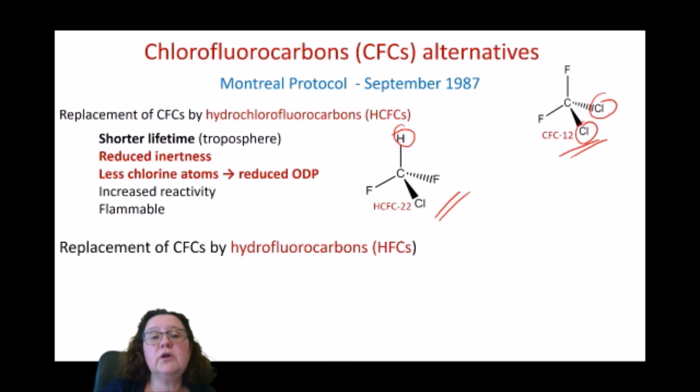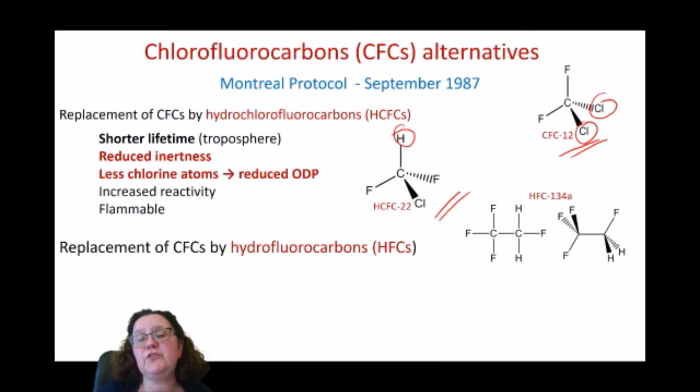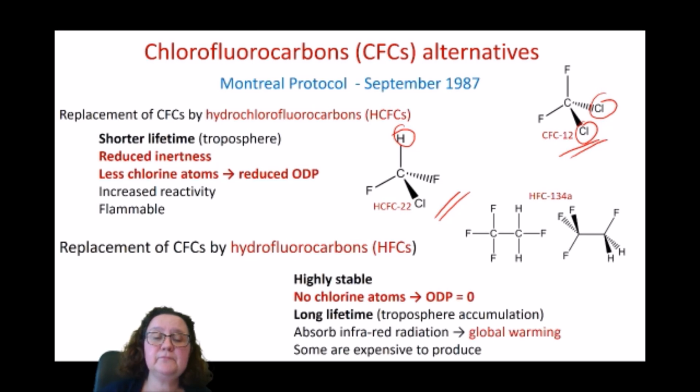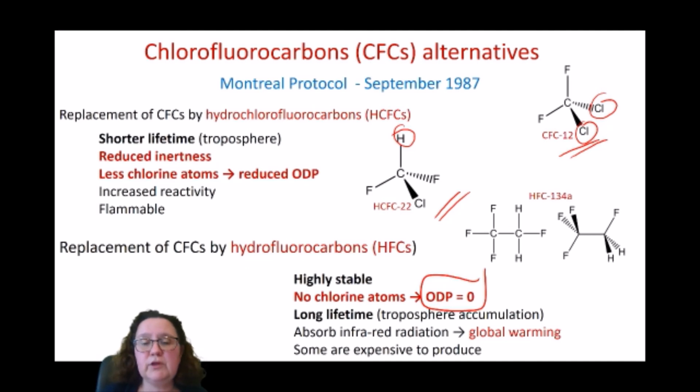The replacement of CFCs was also done by hydrofluorocarbons, HFCs. And this is how an HFC looks. An HFC does not have any chlorine atoms. It only has fluorine atoms, and different proportions of fluorines and different numbers of carbon atoms will give you the different HFCs. They're highly stable. They don't have chlorine atoms, so they don't have any depletion potential. The carbon-fluorine bond is strong, it's not broken easily.